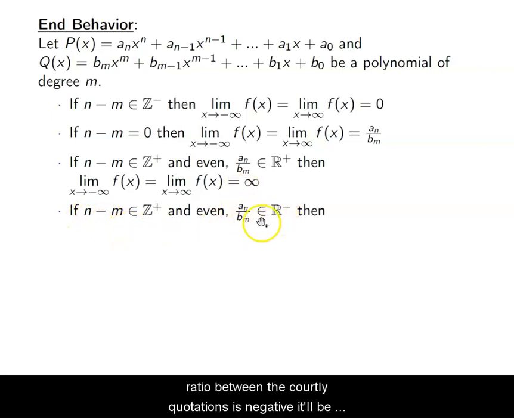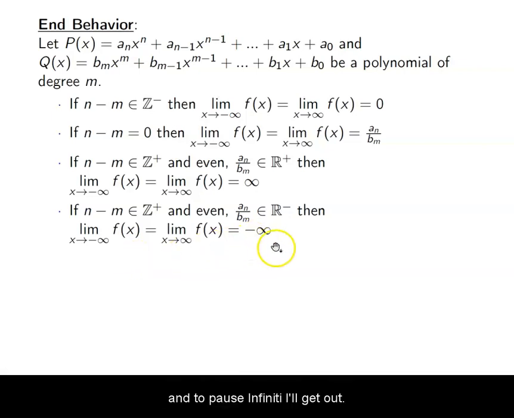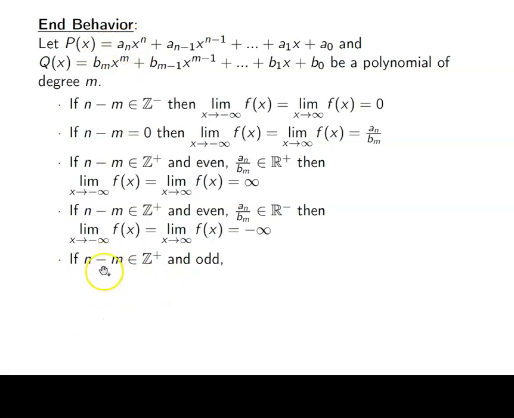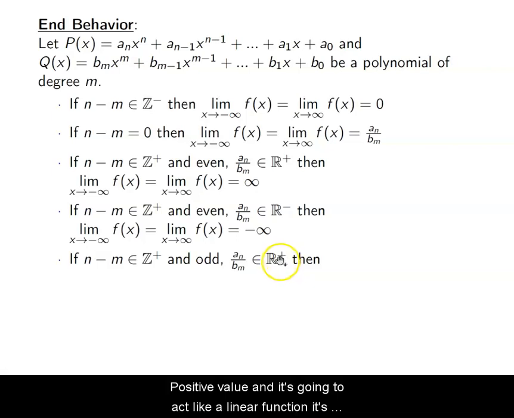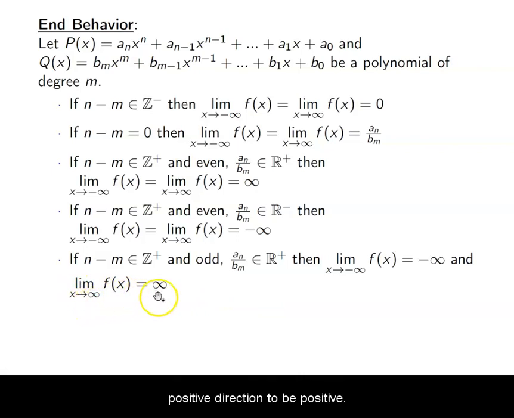So again, if the ratio between the lead coefficients is negative, it'll be like an upside down U, right? So as I go to negative infinity and to positive infinity, I'll get out negative infinity. It'll be like a negative U, right? If those are odd, same thing, right? The numerator dominates. If the difference between them is odd, okay, and this is a positive value, then it's going to act like a linear function. It's going to go negative, and then as I go to the right, it's going to go positive, right? So as I go in the negative direction, it'll be negative infinity, and as I go in the positive direction, it'll be positive infinity.